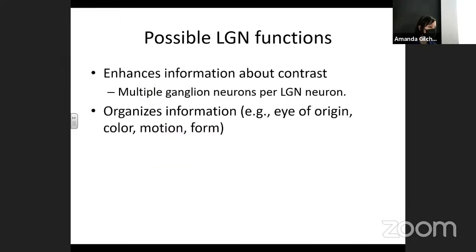Okay. So let's talk a little bit about the functions of the lateral geniculate nucleus. And there's a lot more that we need to know. So one of the things that the LGN could possibly be involved in is enhancing information about color contrast. And that's partially because we have multiple ganglion cells making contact with one LGN neuron. So it basically magnifies that information about contrast. It enhances it. The other thing that it could potentially be doing is organizing information by focusing upon eye of origin, focusing upon color or motion or form.